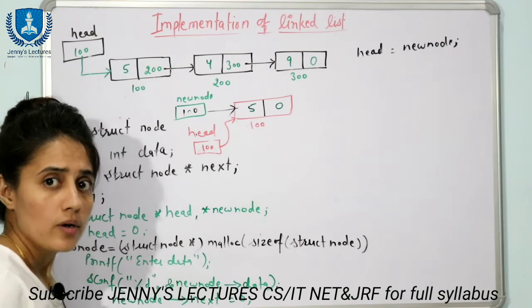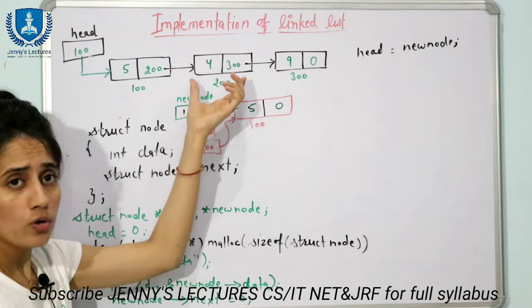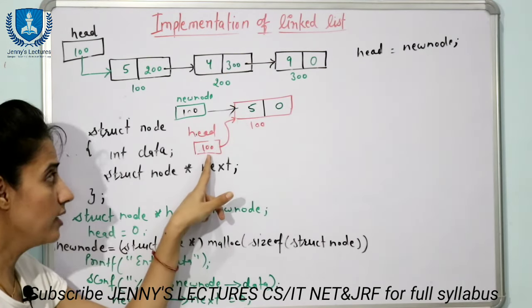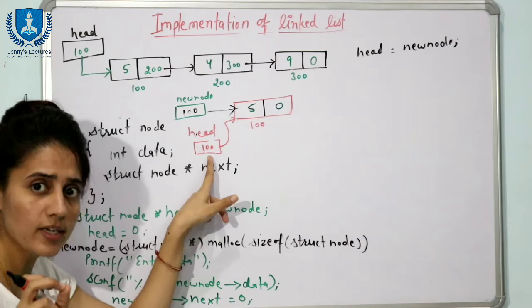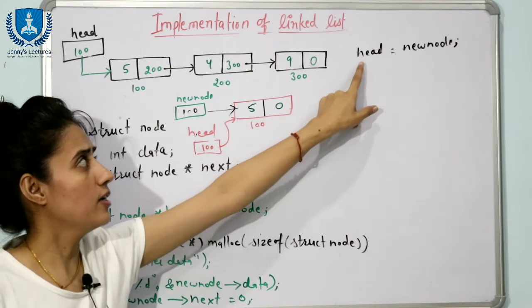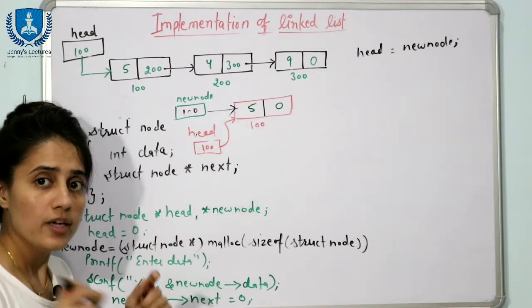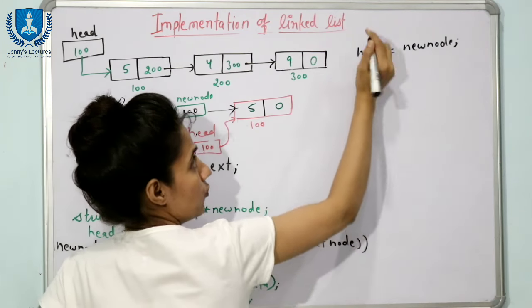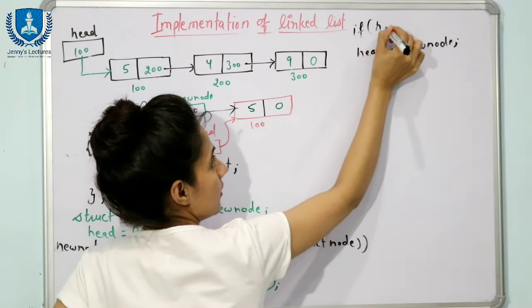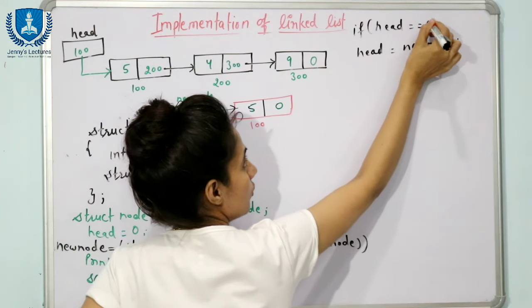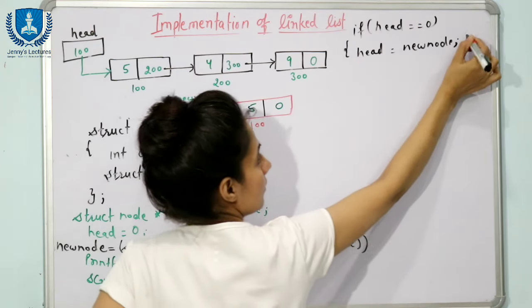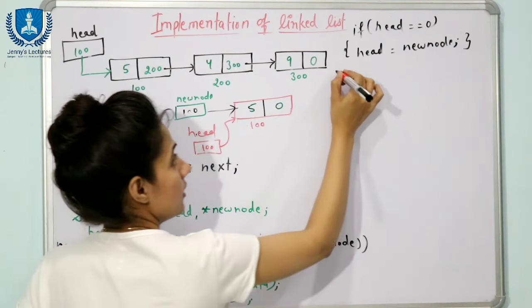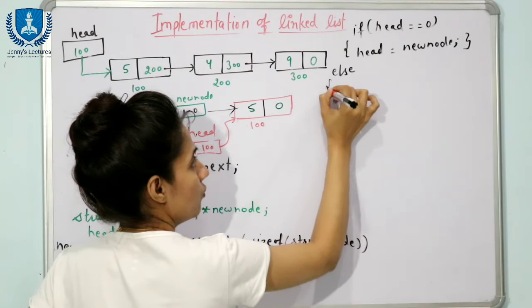Fine. Now suppose you are going to create another node and insert it here. In that case head is not null. In the starting case, head is equal to null. That is why we have simply done this. If head is not null, then what will you do? So here you will write one condition before this. If head is equal to null, then you can do this, that is fine. Else if head is not null, then what will you do?